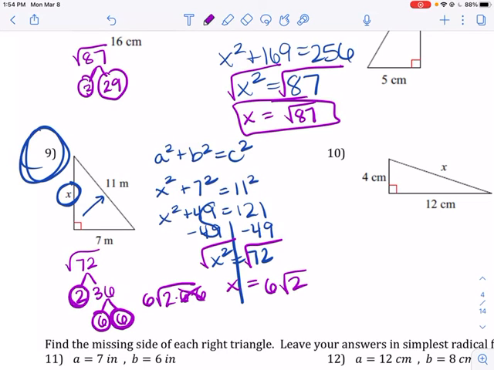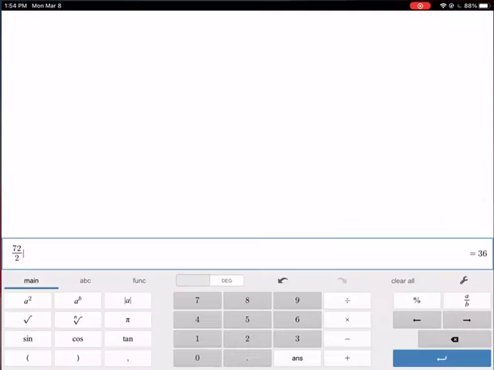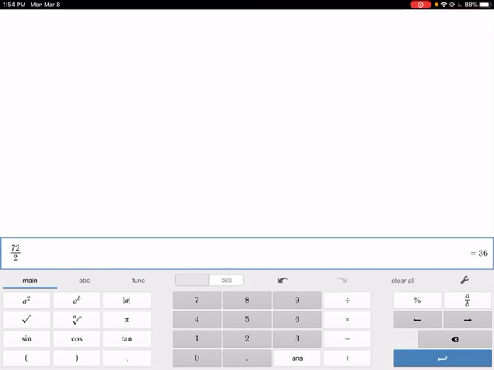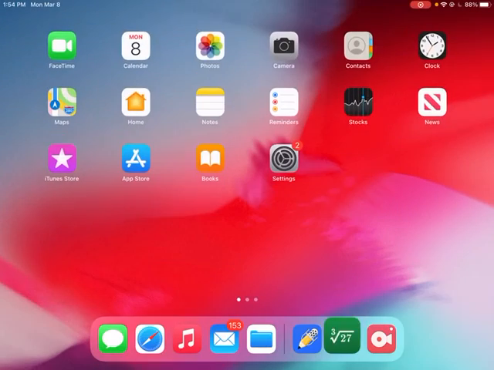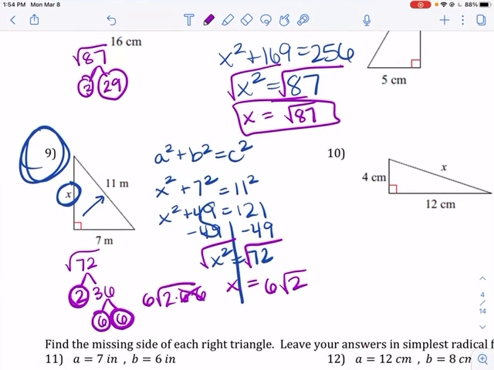And remember, you can always check your answer by putting it into your calculator and seeing what it gives you. We had the square root of 72 was what we wanted. Let's see if we get the same number. I get the same number, so I did it correctly. So this is how you write your answer in simplest radical form, or how you get the exact answer when it is not a perfect square on a Pythagorean theorem problem.